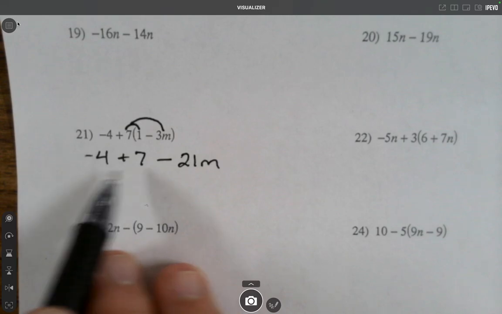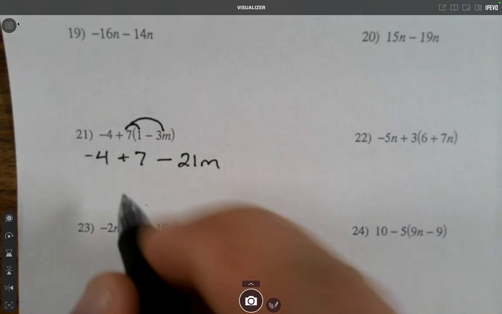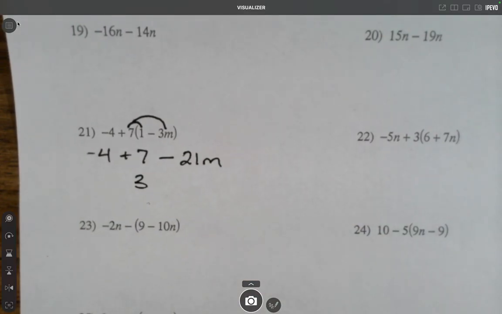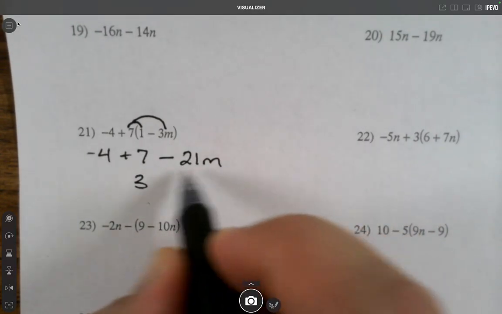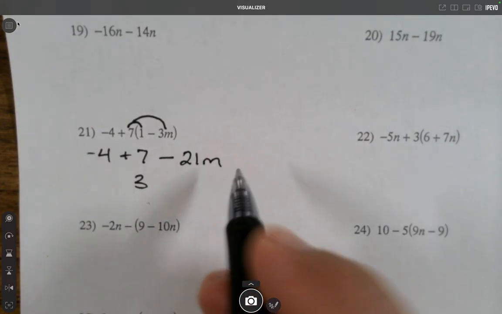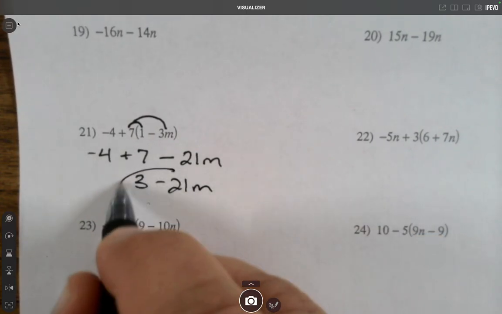So these two are like terms because they're both constants. -4 plus 7 is +3. And then this is the only term with an m, so it has no other like terms. So we just rewrite it just the way it is.